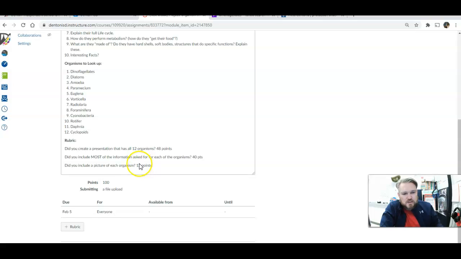So I hope this helps explain kind of what I'm looking for on this project. Again, I'm not looking for this glorious thing. I'm just looking for you to have the information about these guys, find pictures of them, give me the information about them, life cycle, and then adaptation specific to their environment would probably be things that would help you the best. That's all I got. Good luck, and if you have questions, holler at me.